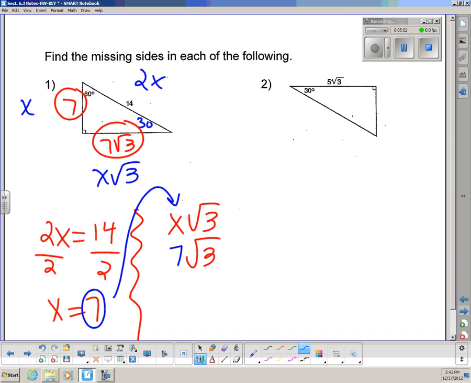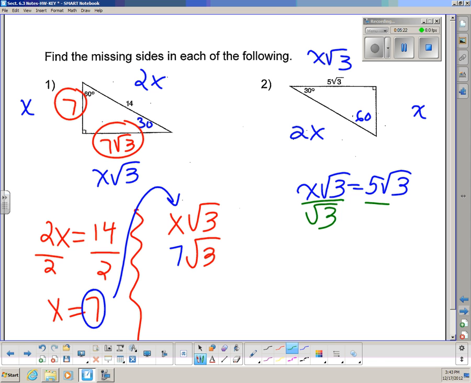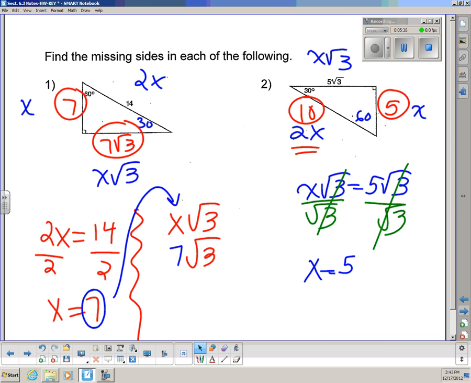Let's go to this next triangle. 30, 60, 90. Opposite 30 always takes x. Opposite 60 takes x rad 3. And opposite the hypotenuse takes 2x. Well, let's do the algebra again. If x rad 3 equals 5 rad 3, and I want to solve for x, I divide both sides by the square root of 3, and x is just equal to 5. So my short leg then is just 5. All I have to do to my short leg is double it, which means 5 times 2, or my hypotenuse is 10.